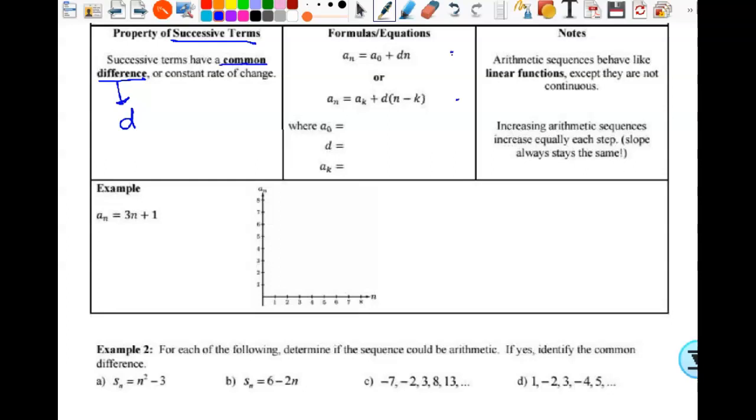All right, so in these formulas or equations, a sub 0 is the initial value.